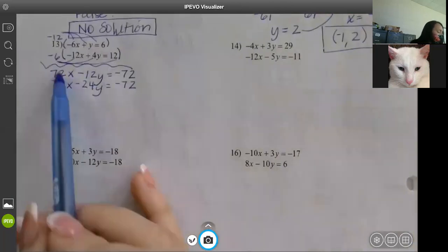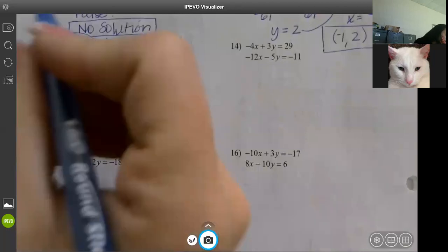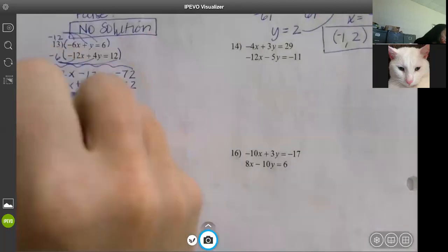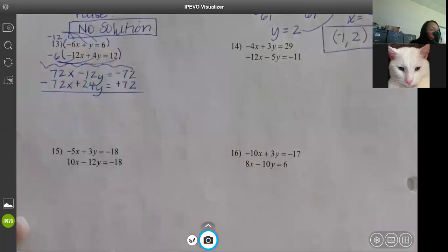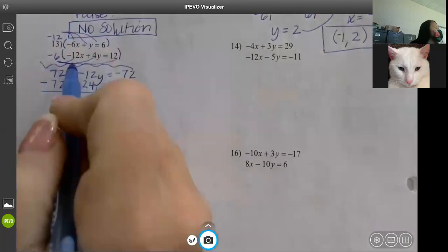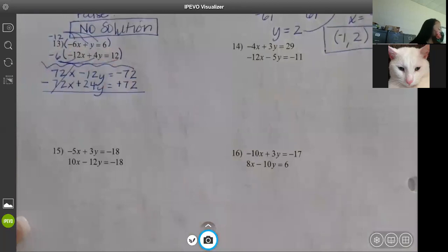Again, they look exactly the same. We need to get them to cancel out. So change, change, change. And your front numbers will cancel out. It will always be that way when you have to multiply.